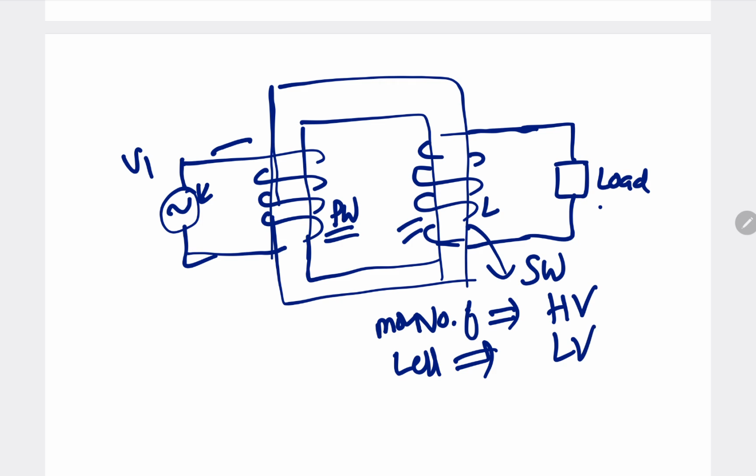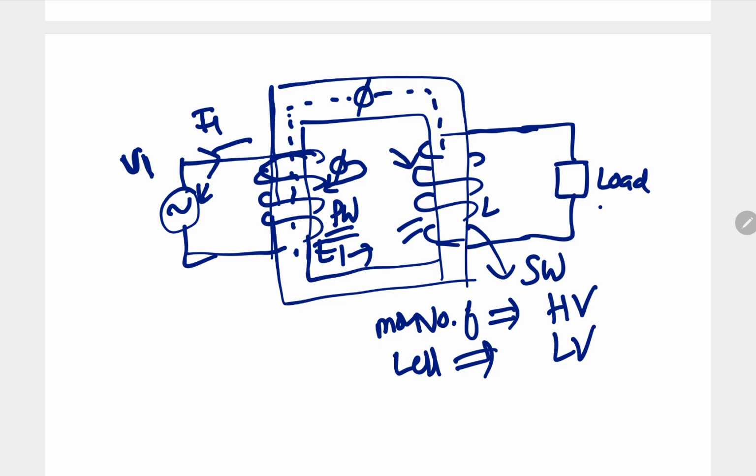See how the transformer works. Whenever AC power supply is given to the primary winding, AC current will start flowing through the winding and it develops the AC flux. When AC flux links with the winding, an EMF E1 will be induced. E1 value depends upon the number of turns in the winding, and the flux developed in the primary winding will travel through the core of the transformer, and again it links with the secondary winding. Then EMF E2 will be induced.